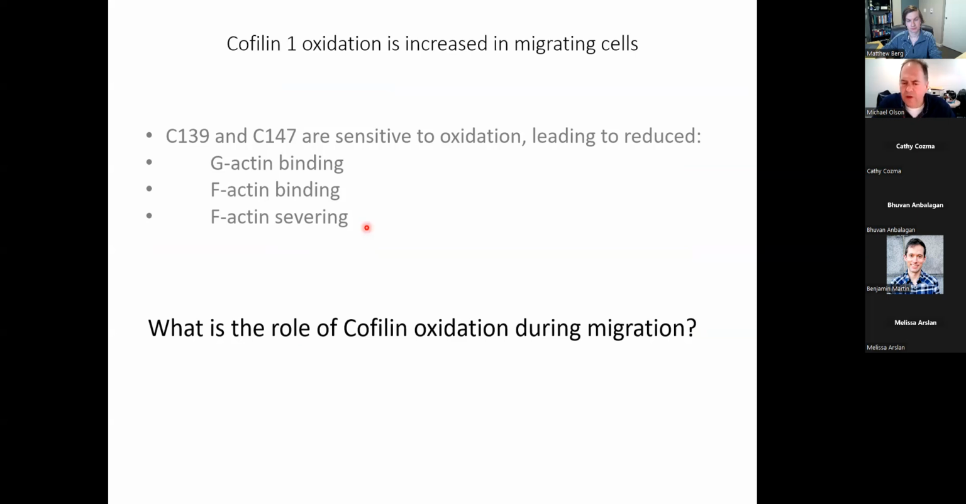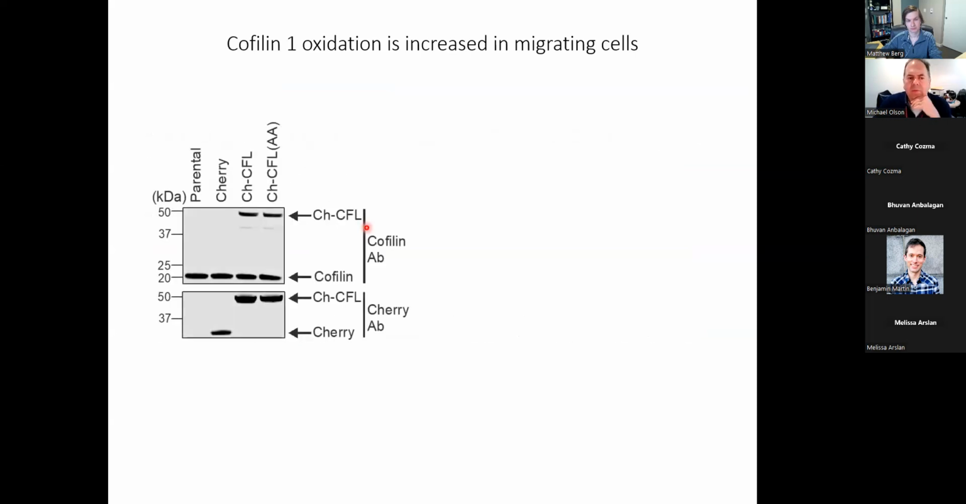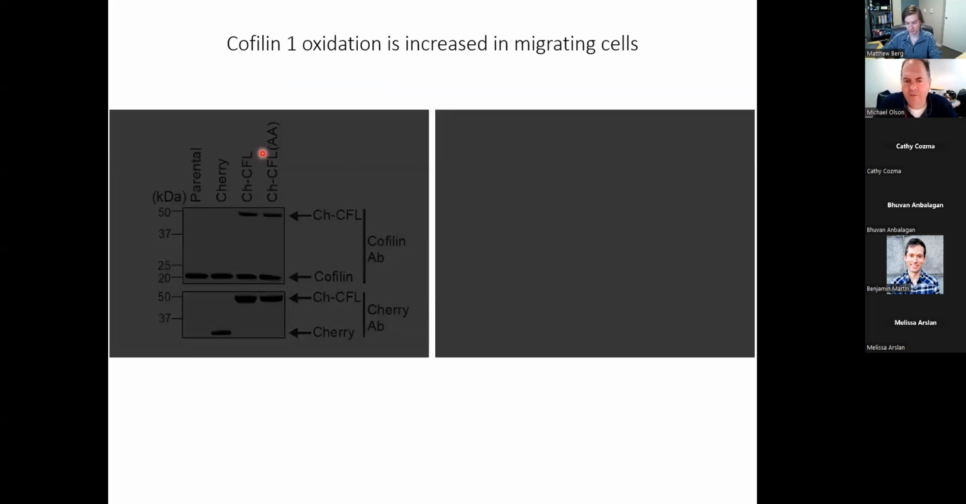So is there a role of cofilin oxidation during migration? What we did is we expressed fusion proteins of cofilin fused to the mCherry fluorophore. So this is mCherry, and this is the mCherry-cofilin fusion protein. And we either had wild-type cofilin, or we changed those 2 cysteines to alanines. And then we looked at the effect of introducing either more wild-type cofilin or a non-oxidizable, and therefore non-turn-offable, version of cofilin.